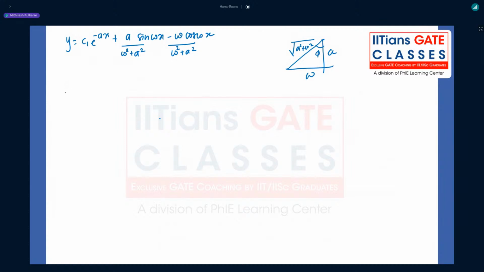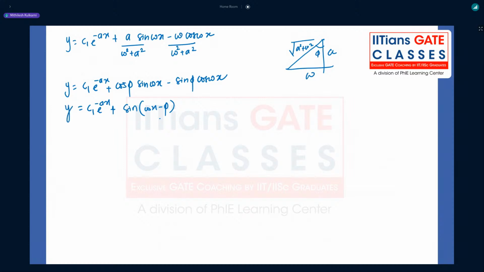So I can simply write it as C1 e to the power minus ax plus cos of phi sine of omega x minus sine of phi cos of omega x. So C1 e to the power minus ax plus, since sine a cos b minus cos a sine b is sine of a minus b, okay, so this is the equation. We will get a simplified equation.